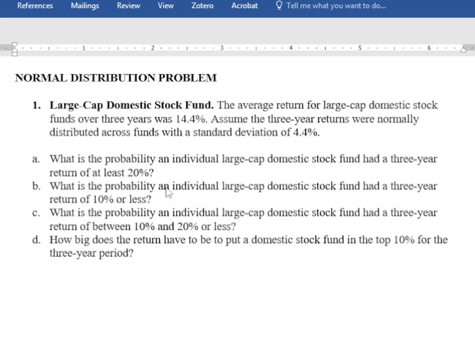Okay guys, in previous videos I showed you how to do parts A, B, C for the normal distribution for this problem. Now I'm going to show you how to do part D. Part D is slightly different because in this case it says how big does the return have to be in the top 10%. So we're kind of looking in reverse here. We're going to want to find the X this time, not the probability. We have the probability, which is the same thing as the area under the curve, the 10%. So let's see how we approach this.